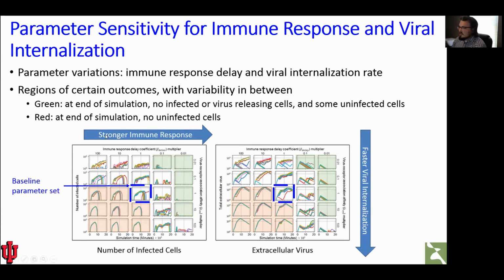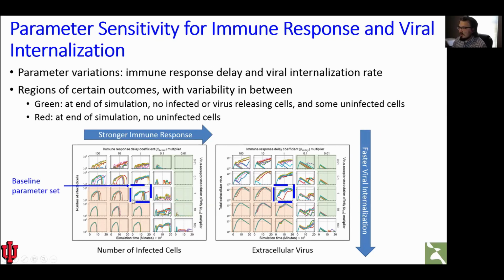So you'll notice here in these parameter sweeps, moving from left to right, the left columns correspond to a weaker, slower immune response. And then moving to the right, the far right column is the fastest and strongest immune response. Whereas going from the top row to the bottom row, the top row corresponds to much slower internalization due to exposure of the virus, and the bottom row is for very fast internalization. So our baseline parameter set is here in the middle.